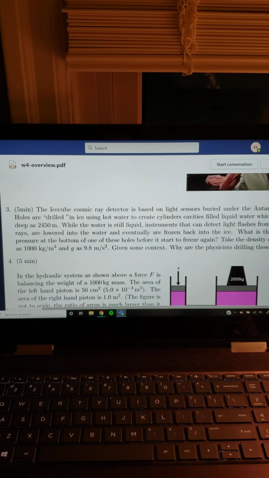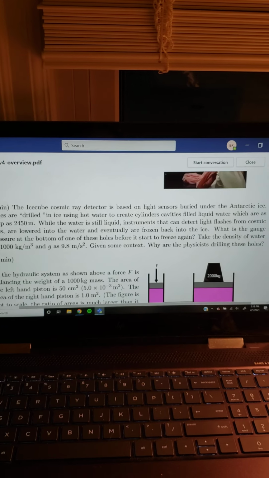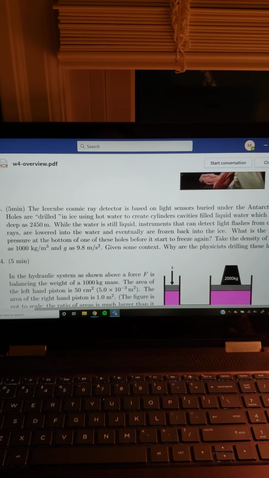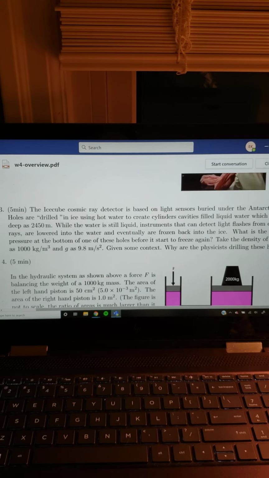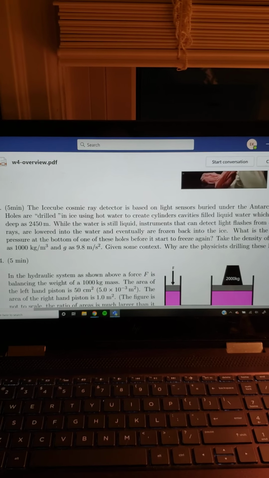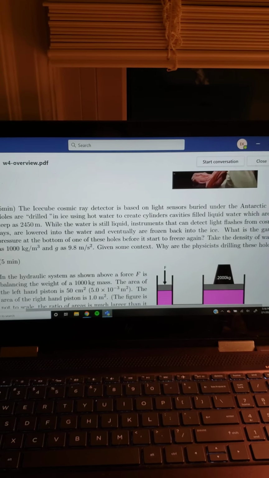What is the gauge pressure at the bottom of one of these holes before it starts to freeze again? So they want us to take the density of water as 1,000 kilograms per meter cubed and gravity as 9.8 meters per second squared. And then they want us to give some context as far as why the physicists are drilling these holes.